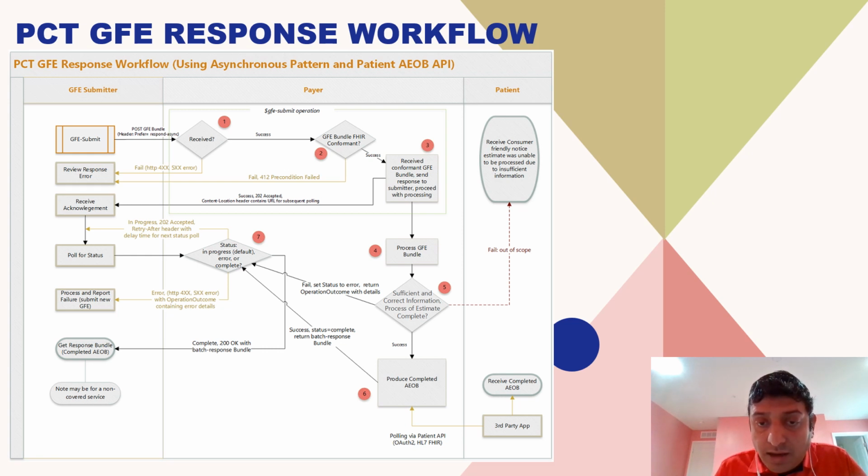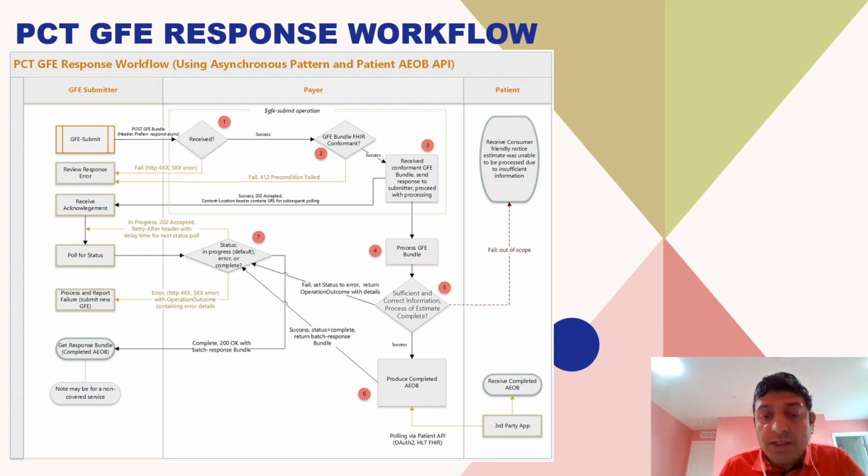Now, after receiving the good faith estimate bundle, it verifies whether there is sufficient information. If yes, then it processes the good faith estimate bundle and also sends an acknowledgement to the submitter saying that everything looks good. After validating that there is sufficient information, it moves on to the next step and produces the advance explanation of benefit. If there is not sufficient information, then it notifies the patient and it returns the information back to the submitter that they need to submit the request again with additional information.